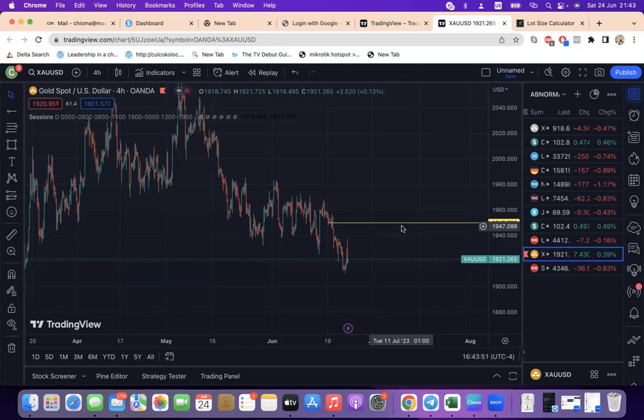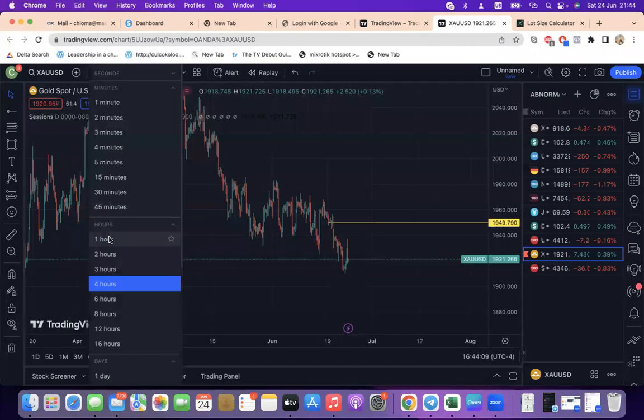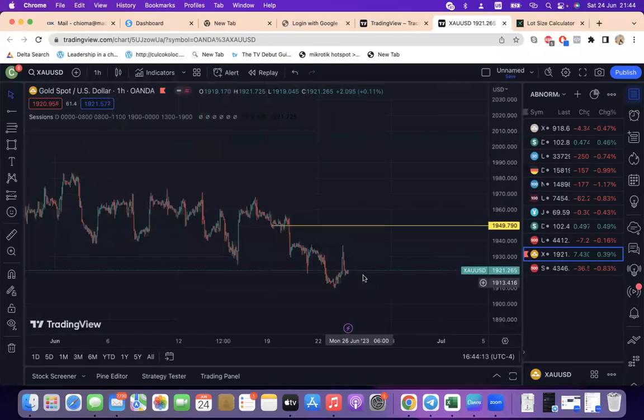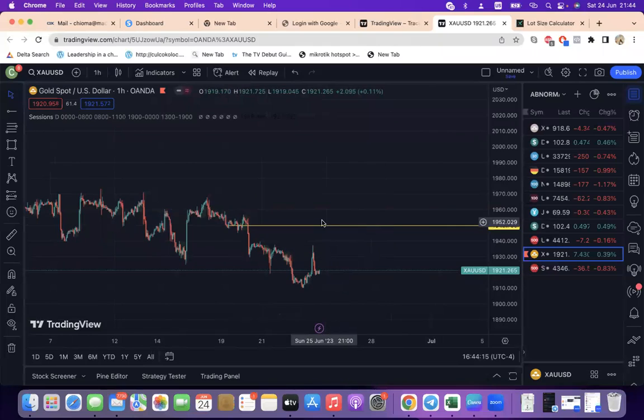But she will surely give you a good move after the change of character. So I can see the 4-hour is still telling me a sell. She has done a pullback and then she's selling. On the 1-hour, it's still telling me a beautiful sell. She has done a pullback.